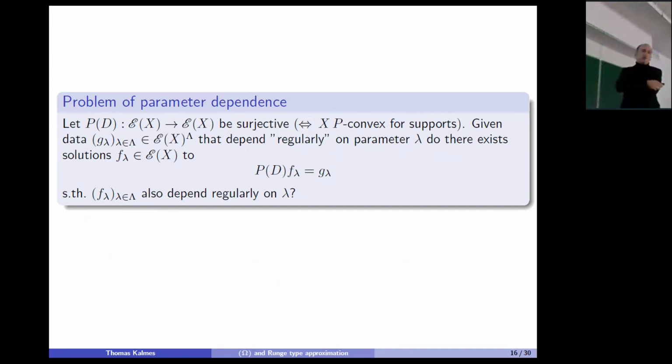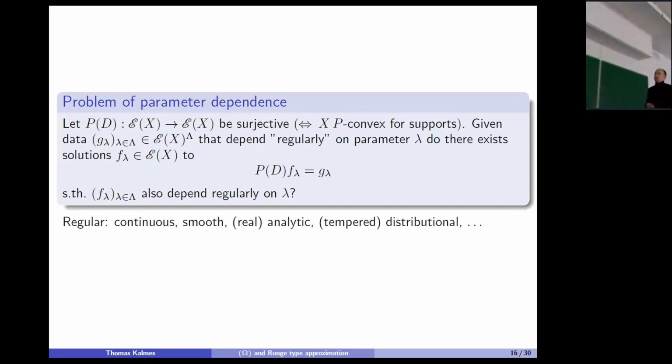So assume we have a surjective partial differential operator on the smooth functions over an open subset X of Rd. We know that this is characterized by the property of being p-convex for supports. And now we are given data for right-hand sides of our equation, which somehow depend on a parameter lambda, let's say regularly. And we are looking for solutions f lambda to the corresponding equations. And we ask that these solutions depend in the same way on the parameter lambda as the given data. Regularity could mean continuous, smooth, real analytic, whatever.